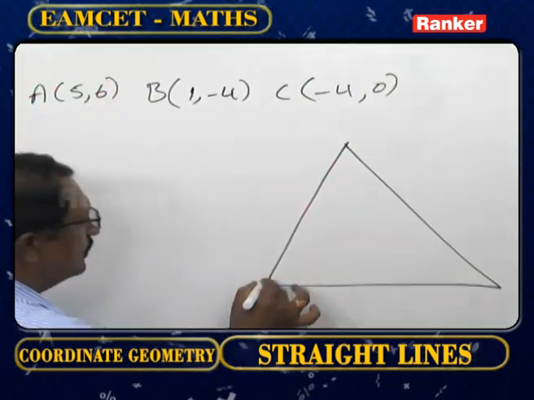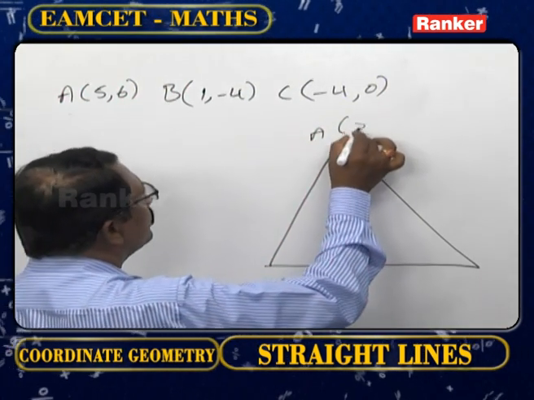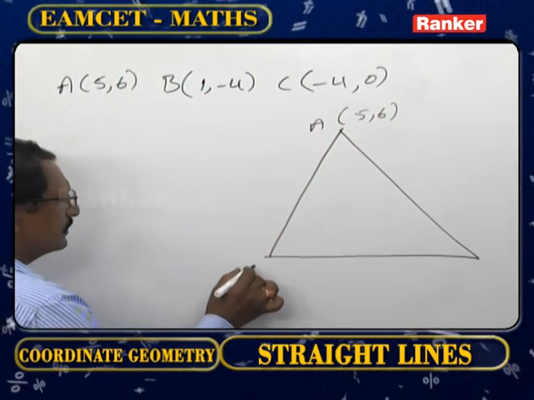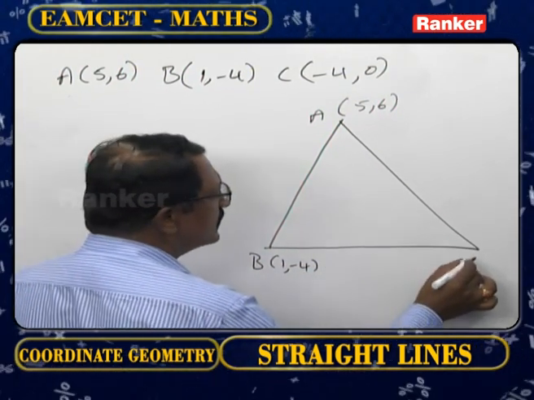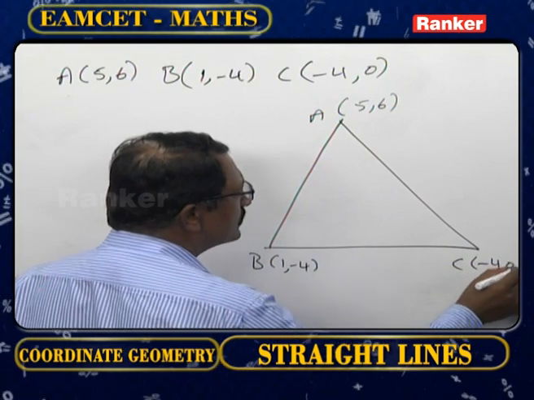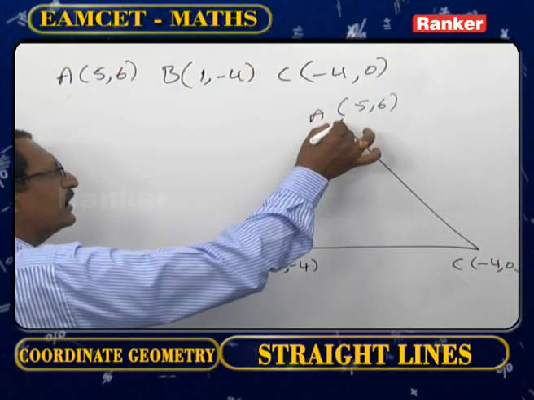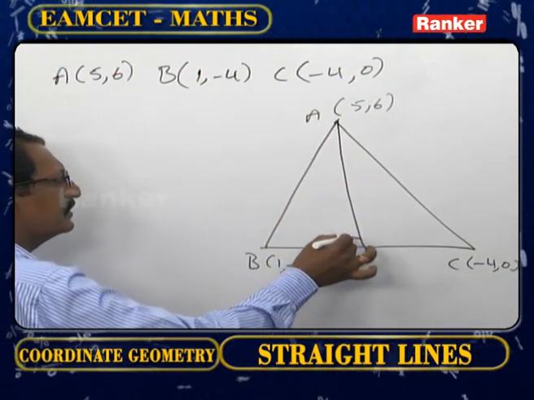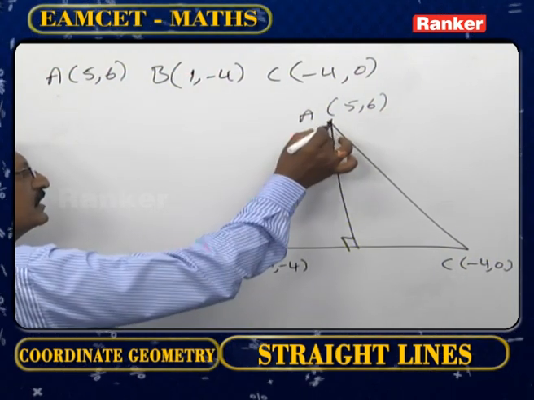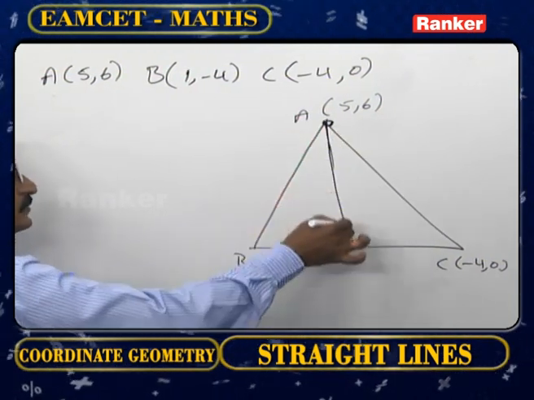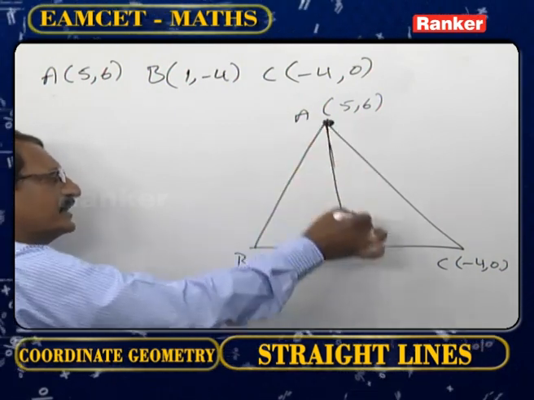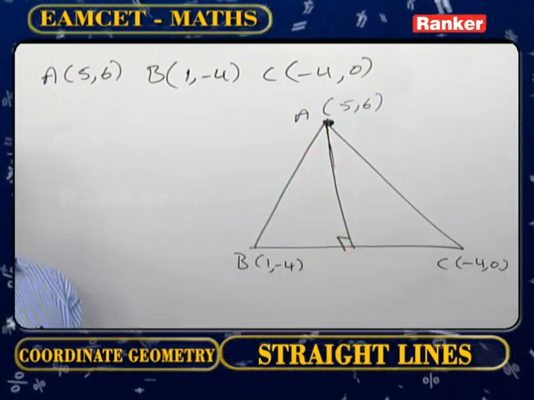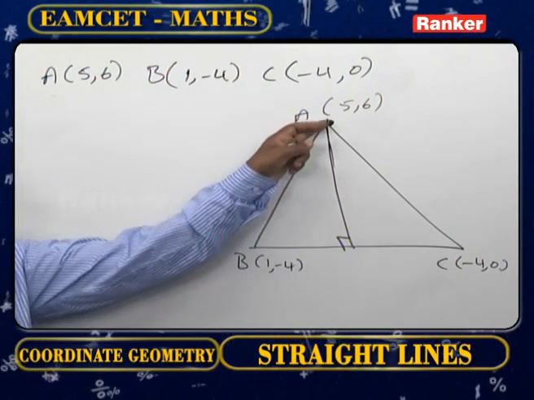Now triangle ABC, A(5, 6), B(1, -4), C(-4, 0). We require the length of the altitude through the vertex A. It is nothing but the length of the perpendicular from vertex A to BC, or the perpendicular distance from vertex A to the side BC.